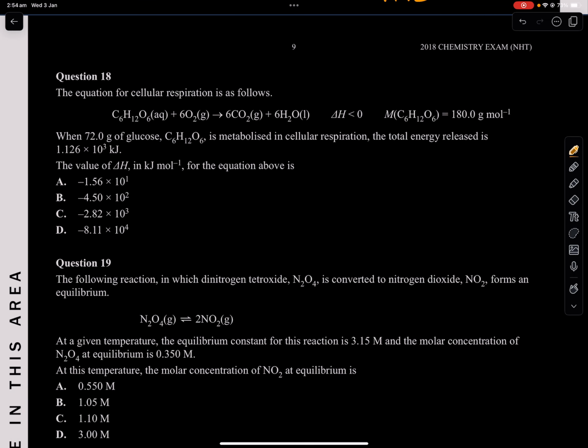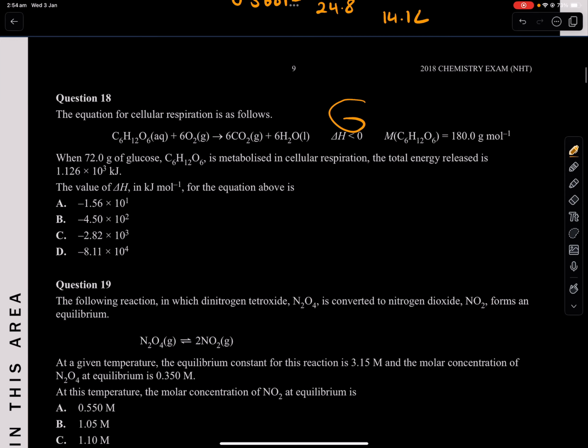Question 18. The equation for cellular respiration is as follows. Okay, beautiful. You should know that cellular respiration is an exothermic reaction, as shown through the enthalpy change, as it's negative. We're given the molar mass of glucose. When 72 grams of glucose is metabolized in cellular respiration, the total energy released is this. The value of change in H in kilojoules per mole for this equation is what?